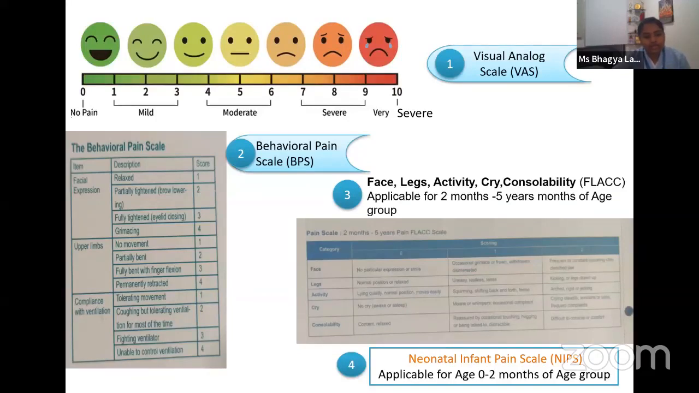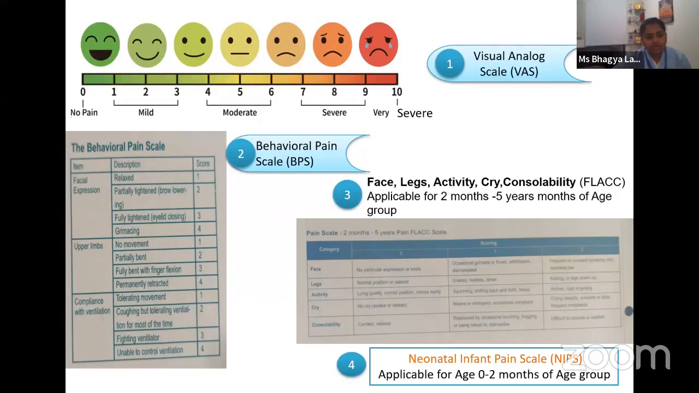Then compliance with the ventilator. If the patient is tolerating movement, that means he's not having any pain, he's comfortable. Coughing but tolerating ventilation most of the time, you score 2. Fighting with the ventilator: the moment we see the patient fighting with the ventilator, not syncing with the ventilator modes, we have to understand there is some problem and the patient is struggling. Then unable to control the ventilation: continuously on the ventilator we can see the peak going up, the patient is coughing continuously, there are many secretions, he is trying to bite the tube. These are the parameters by which you can understand whether the patient is in pain or not.